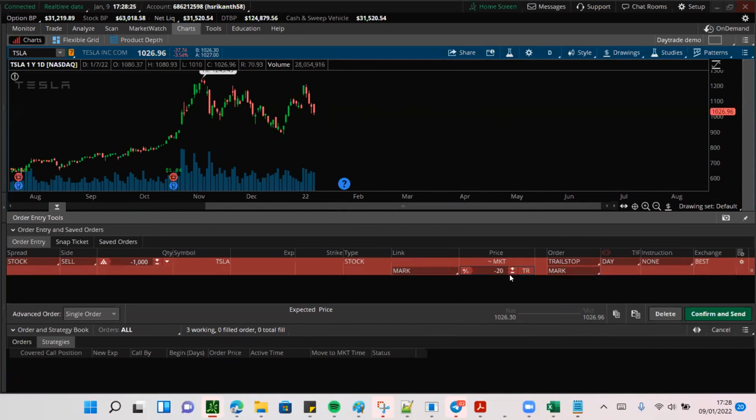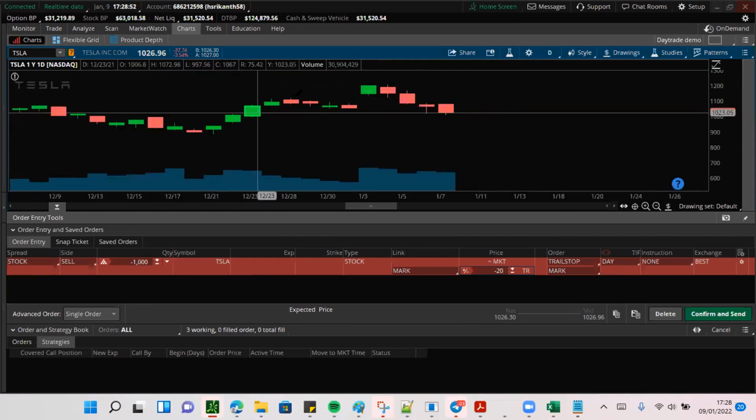Let's say you buy it at 1,000, and initially whenever you place this trade, you're okay to sell it at 980. If the stock keeps going up, let's say it goes to 1,200, and then dips by $20, then you will be selling around 1,180, right? So it automatically keeps adjusting. If it goes up, your trail stop order automatically gets adjusted.